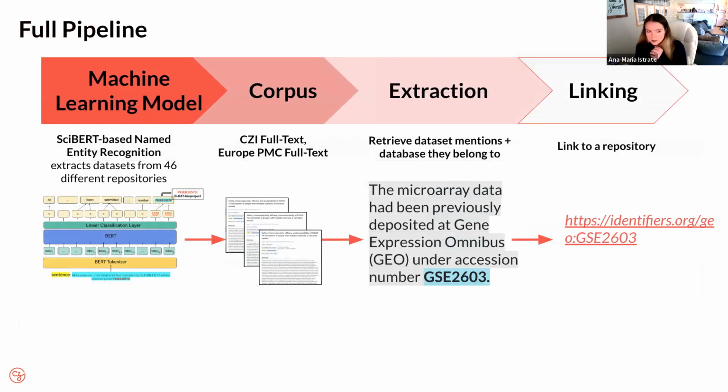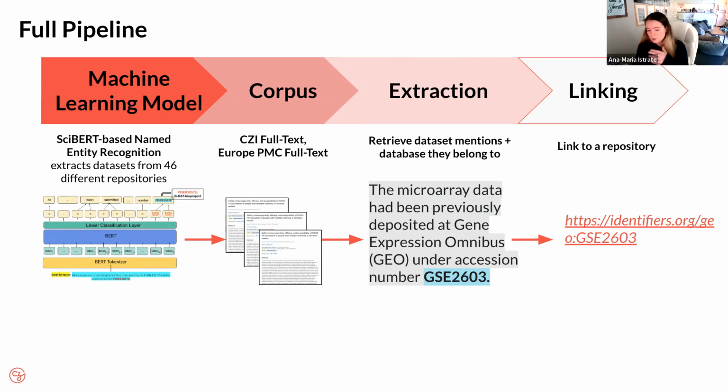So in our full pipeline, once we have the trained model, we run it on our corpora. As I mentioned before, we have a full text corpus in-house at CZI, and we are also running the models on open access corpora. There's a repository called Europe PMC we're using for that. Once we get these data set mentions as well as the database they belong to, we are able to create these links.